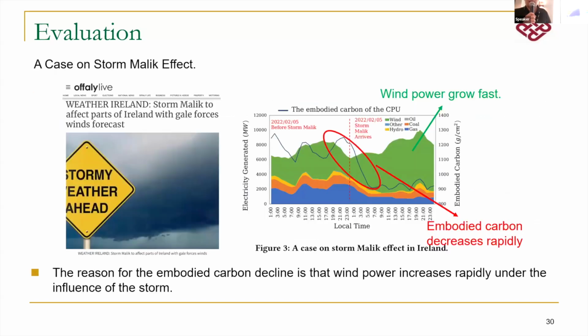Here is a case study. In 2022, Storm Malik hit Ireland. Let's see what happened in the embodied carbon counting during the storm. When Storm Malik arrives, the wind power grows fast, and the embodied carbon decreases repeatedly, reaching a minimum at 5 p.m. The reason for this decay is that the wind power increased repeatedly, resulting in a low carbon intensity of electricity.